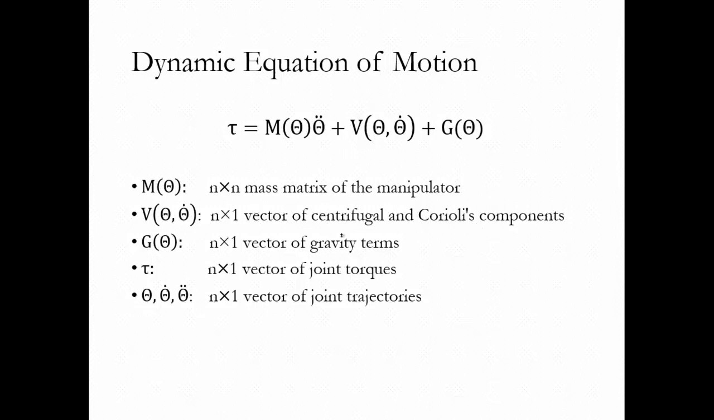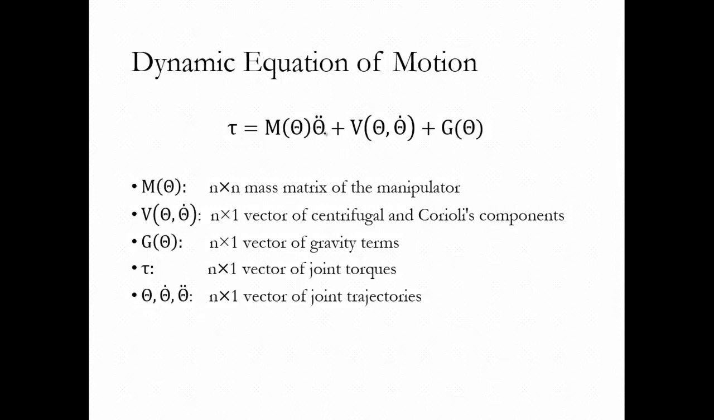These are the centrifugal forces that act on each link, and the Coriolis component of acceleration associated with the links. G represents the vector of gravity terms. Every link in a general case is under the influence of gravity, so we have gravity components, and all these together lead us to the torque required for the particular trajectory.